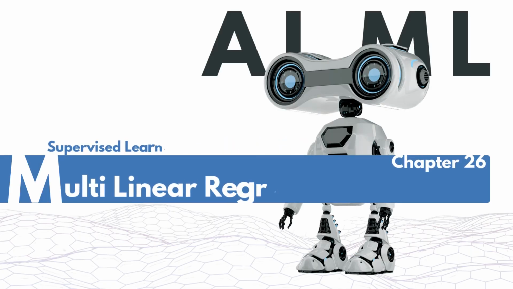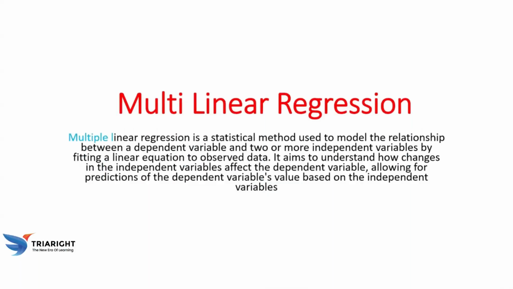Today we're going to learn about multiple linear regression in supervised learning in machine learning. So let's begin the topic. Multiple linear regression is a statistical method used to model the relationship between a dependent variable and two or more independent variables by fitting a linear equation to observed data. It aims to understand how changes in the independent variables affect the dependent variable, allowing for the prediction of the dependent variable's value based on the independent variables.